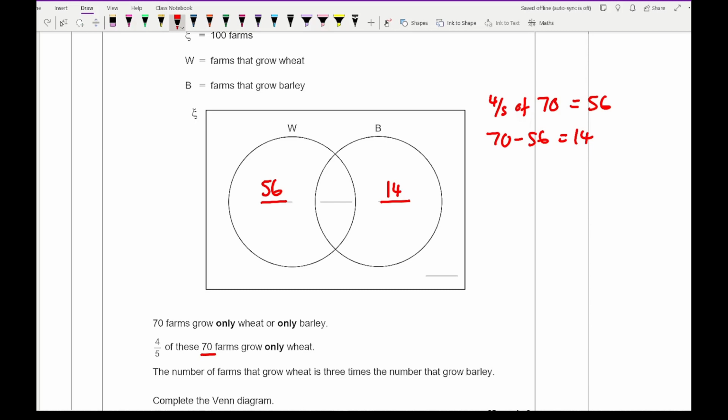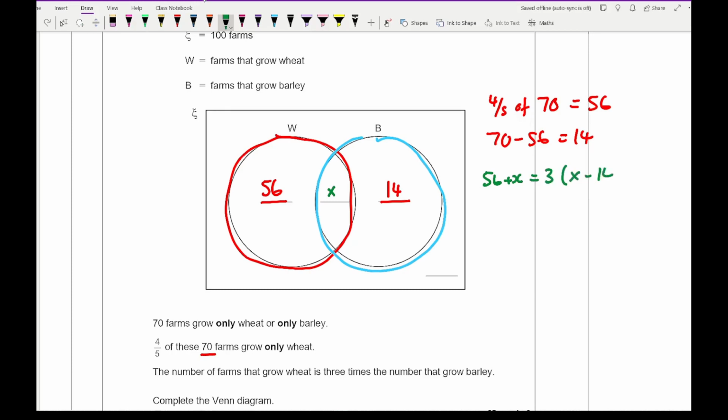Now for the next one, we know that the number of farms that grow wheat, which is this circle here, is 3 times the number of this. Now what I'm going to do here is use a bit of algebra. I'm going to call this x. So here what we've got is 56 plus x equals, and so if the red circle is 3 times as big as the blue circle, in order for them to balance, I need 3 lots of the blue circle. So that's going to be 3 lots of x plus 14.